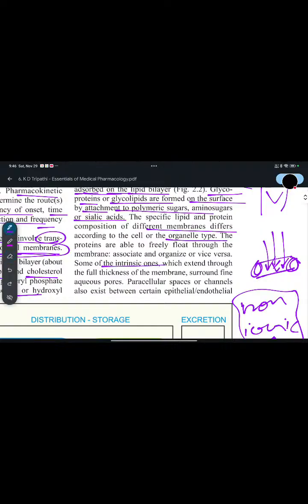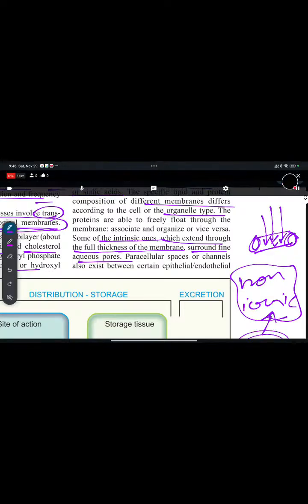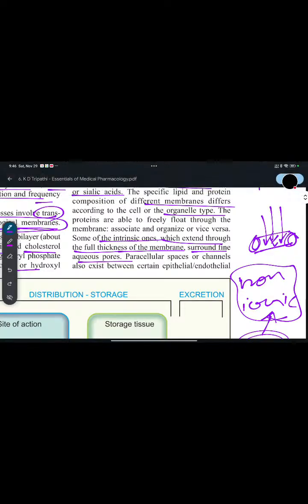Some of the intrinsic proteins, which extend through the full thickness of the membrane, surround the fine aqueous pores. So what are these aqueous pores? These aqueous pores are also called aquaporins, and these aquaporins allow water-soluble substances, polar substances, or ionic substances through the membrane.